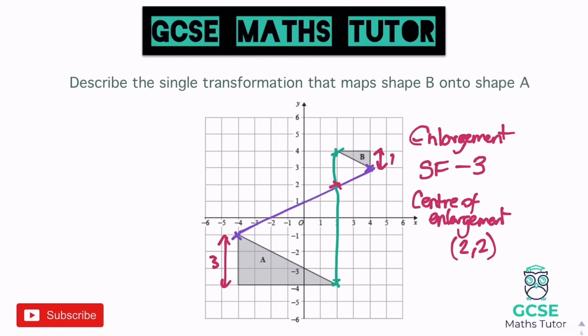Also, you might just want to note here that if it had been from A to B, it would have been the other way around. It would have gone from 3 down to 1. And my scale factor instead, if I was going from A to B, it'd be exactly the same description there, but my scale factor would be -1/3, because it's getting 1/3 of the size going the other way. Okay, so two different ones, but the description would be exactly the same there.